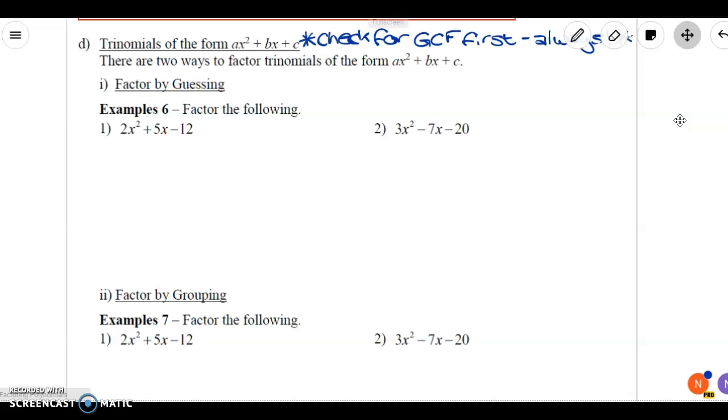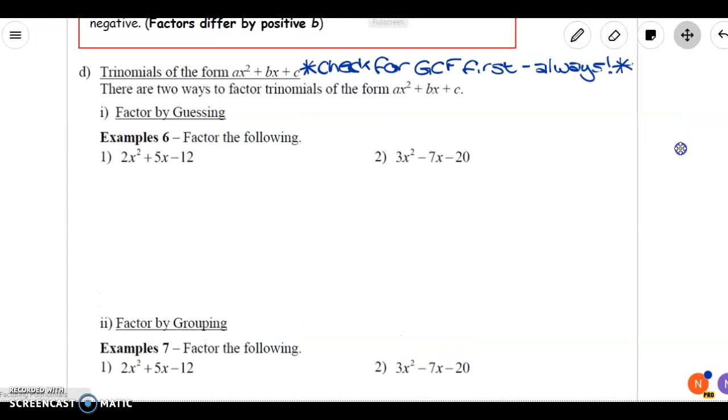We've already gone over on Moodle how to factor by guessing. It's not my favorite method. I'm not going to go for that. What I am going to do is show you a couple of other options that work pretty cleanly. So first thing you always want to do when you have something in front of the x squared, check for a greatest common factor. Do it all the time.